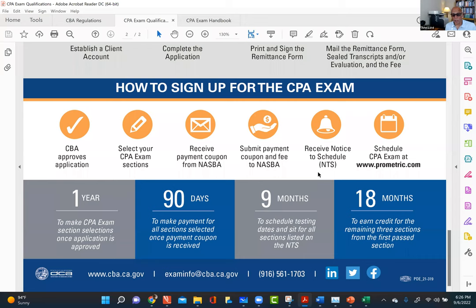Well, to be able to get a payment coupon for those next three parts, you have to reapply. So you'd have to pay $50 again. So if you think you can complete all four in 9 months, select all four and pay for all four right away, and then complete them within 9 months. If you think there's a part or two that you won't be able to complete in 9 months, then don't pay for it yet. You will have to pay that $50 application fee again, but it's better than letting your coupon to take the exam, your notice to schedule, expire.